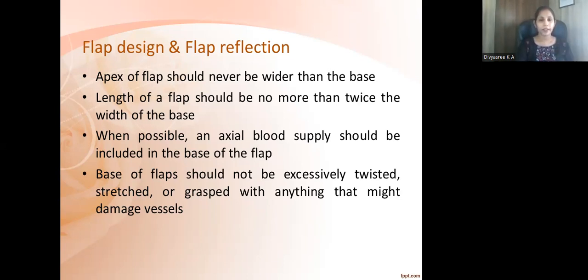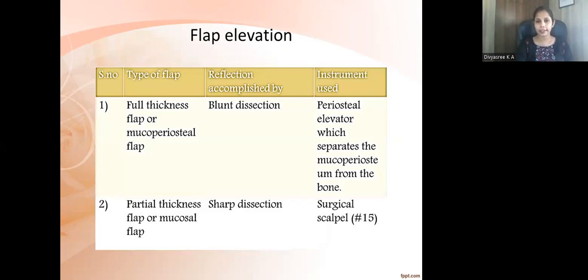Then how will we reflect a flap? Flaps are of different types. It can be a full thickness flap or a partial thickness flap. If it is a full thickness flap, otherwise called a mucoperiosteal flap, this is usually reflected with the help of a periosteal elevator. Whereas if it is a partial thickness flap, you have to use a scalpel or a blade to split the mucosa and split the connective tissue in order to raise a split thickness flap.